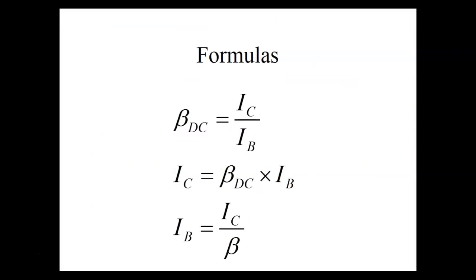Formulas, guys. So we can chart, we can solve. We've got beta, and that should be in there, right? And then now we can come over here and we can put it in our triangle. So what would IB be equal to? Well, we would cover it up, right? You understand? So IB would be equal to what? IC over beta.